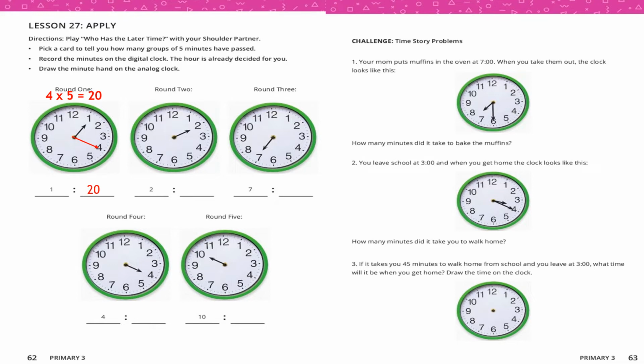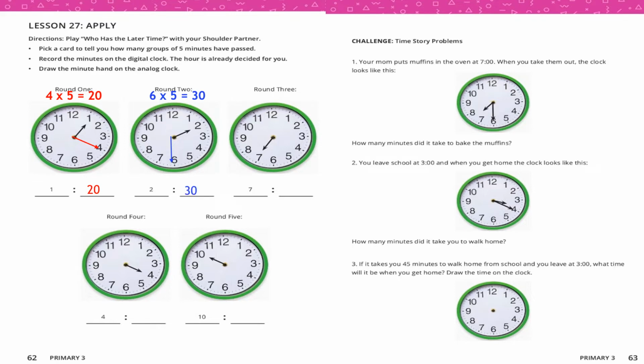The second one, the shorthand is pointing or referring to 2. We will write 2 in hours. And the long hand is referring to 6. So 6 is 6 groups of 5. 6 times 5, 30. We will write 30. So it will be 2:30.